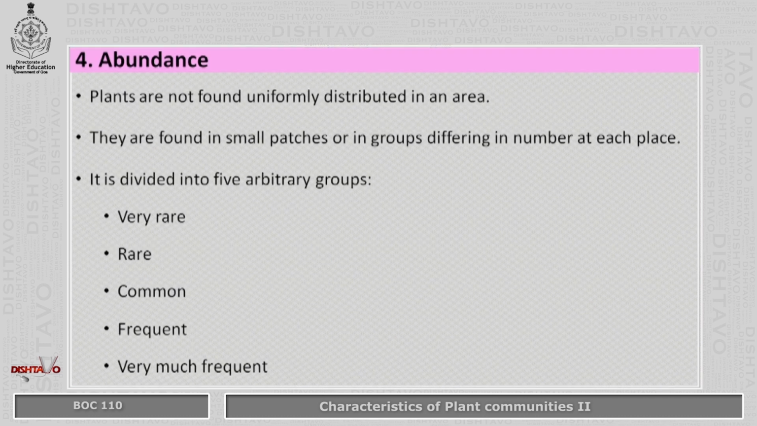Abundance: plants are not uniformly distributed in an area; they are found in small patches or in groups differing in number at each place. So it is divided into 5 arbitrary groups. Those species which are very, very rare, then those which are rare, third one is common, the ones which occur frequently, and those which are very much frequent in a particular area.